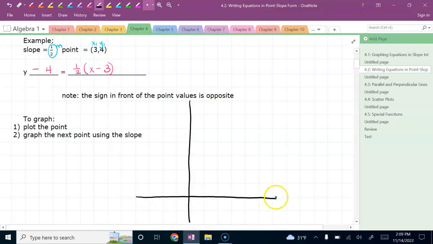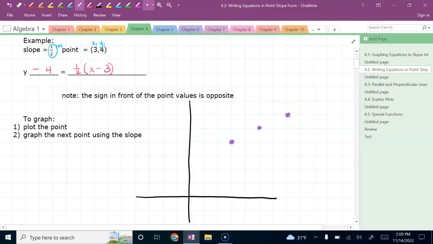So, for example, for this first one, 3, 4 is your point, so you're going to go right 3 and then up 4. And then your slope is 1/2. So from that point 3, 4, we're going to go up 1 and right 2. Up 1 and right 2.